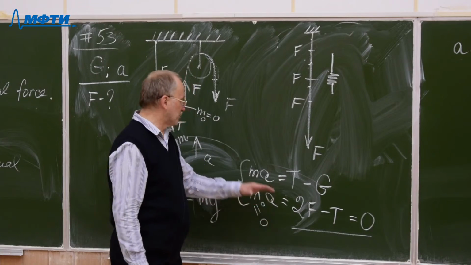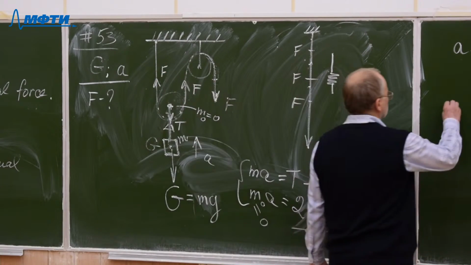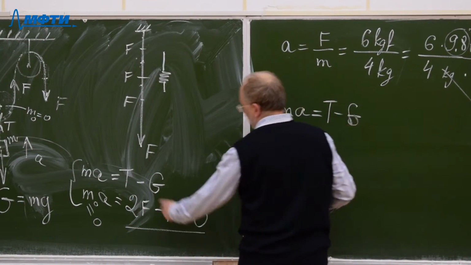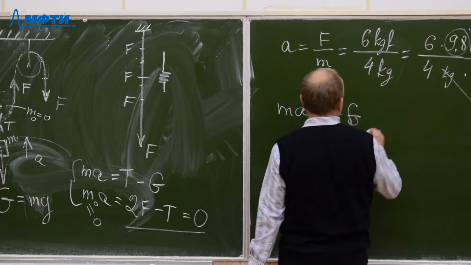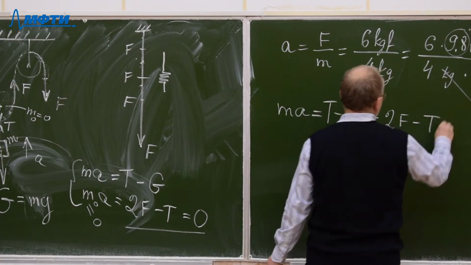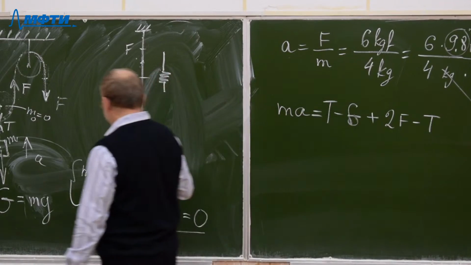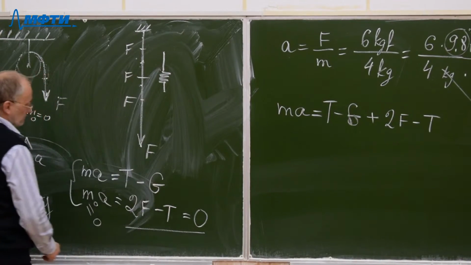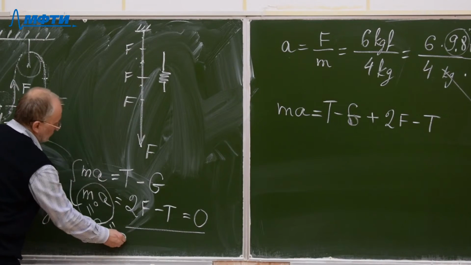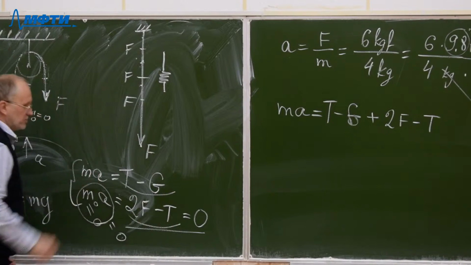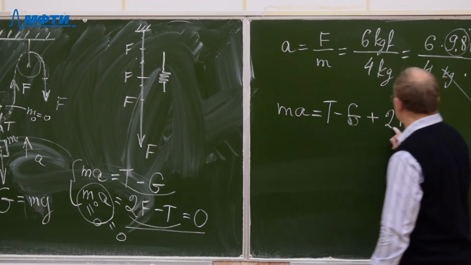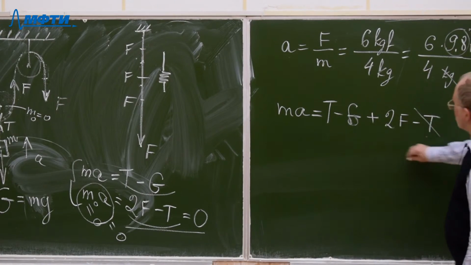We may add them. ma plus 0 will be ma equal to T minus G, and plus this expression 2F minus T. I just added the second equation to the first equation. This is 0. So ma plus 0 must be this expression plus this expression: T minus G plus 2F minus T. Okay, T cancels here.